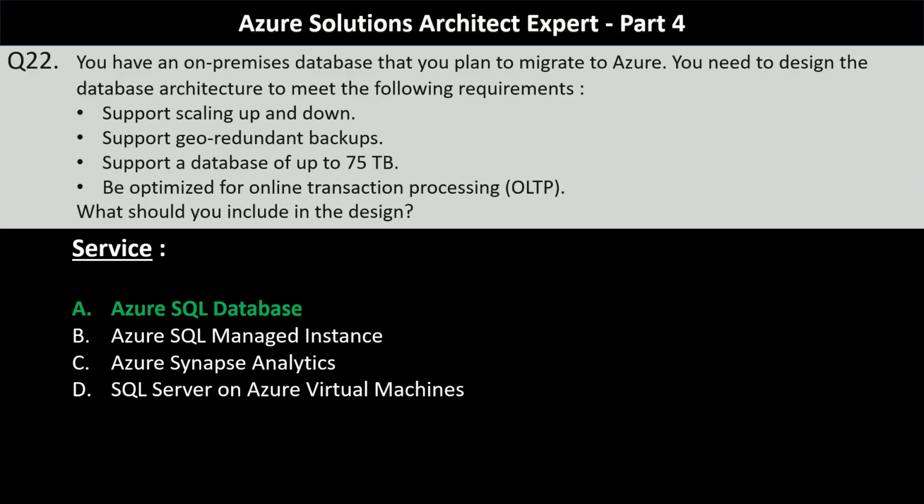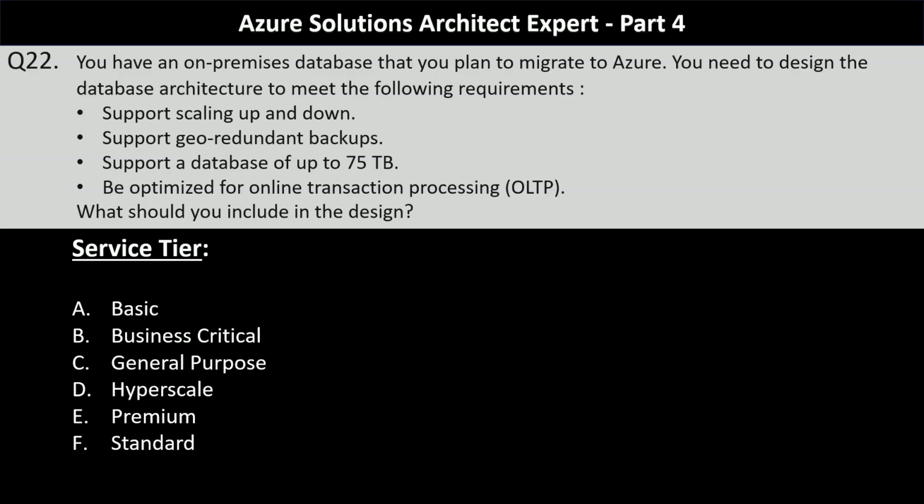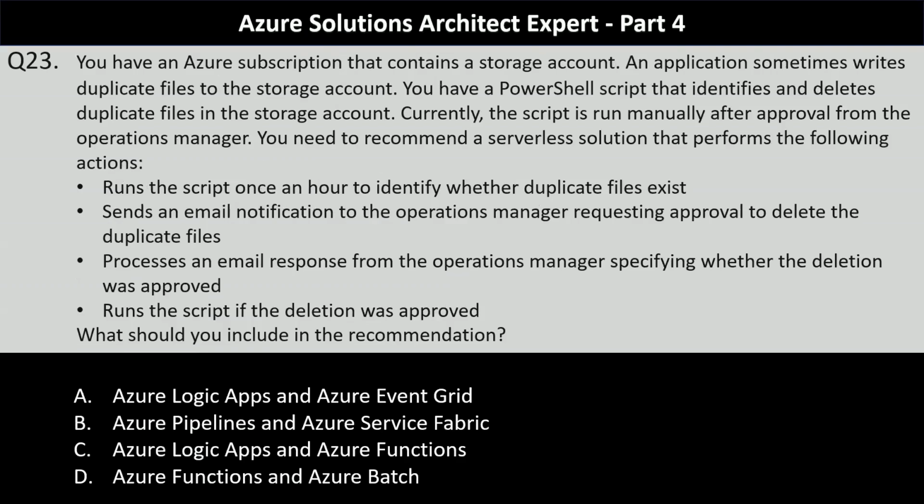Now, the next part of the question is talking about which service tier you should use for the service that you chose in the previous part. Your options are basic, business critical, general purpose, hyperscale, premium, and standard. And folks, you will need to choose the hyperscale service tier because it supports up to 100 terabyte data size, and our requirement is to have support for 75 terabyte, which is not supported by any other service tiers. Let's look at the next question.